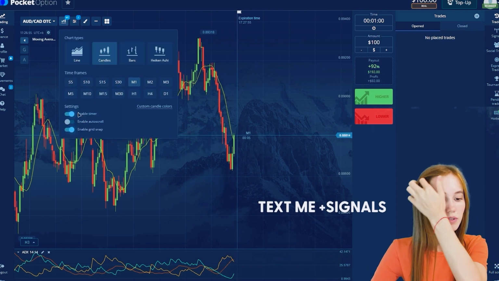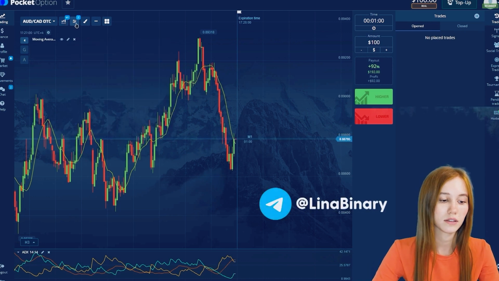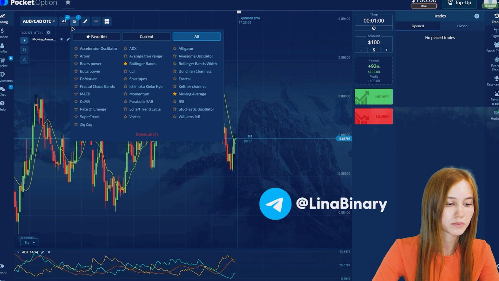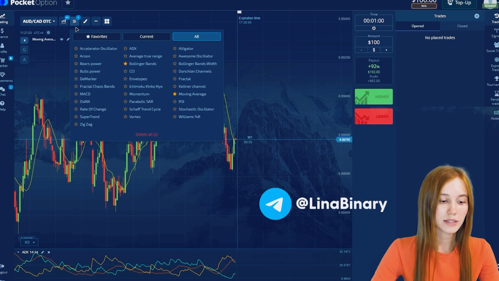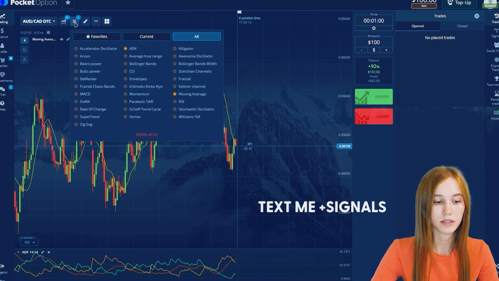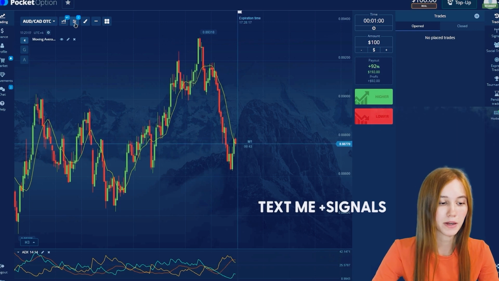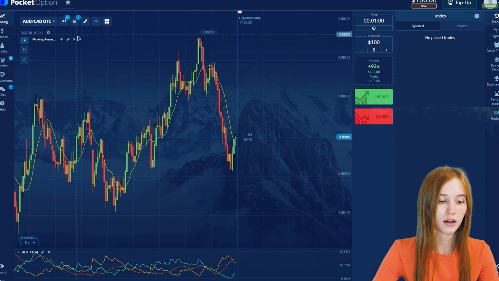We will trade using two indicators. You can turn on the indicators by clicking here. For us it's ADX and moving average. Let me tell you more about these indicators. Let's start with the moving average in more detail. This is the green line. I can highlight it. Here are its settings.